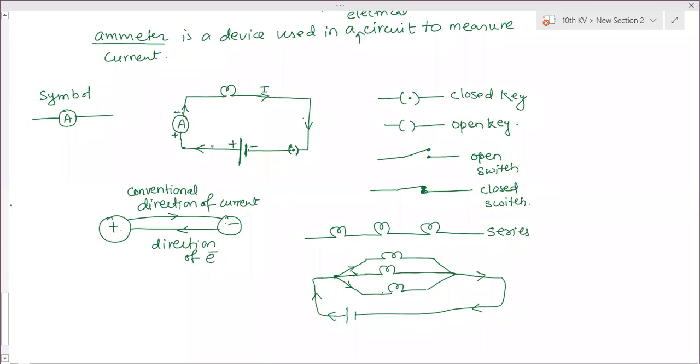So how is the ammeter connected in the circuit? In series or in parallel? Is it connected in series with all the appliances, or is it connected in parallel to all the appliances? Series. Series, it is series combination. So the ammeter is always connected in series.